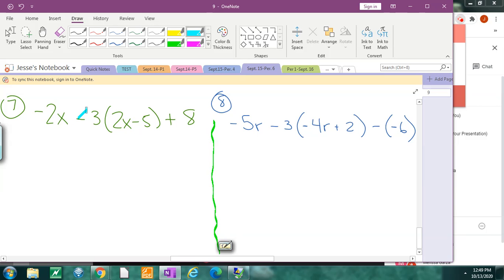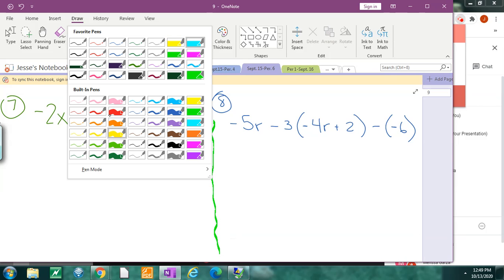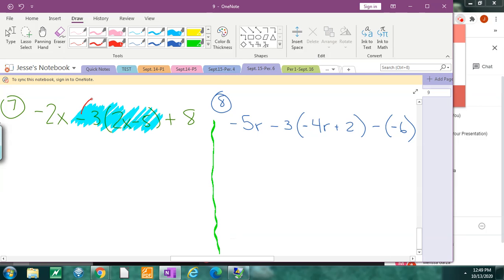Negative 3 times 2x and negative 5. Right. So you're gonna do the arrows, right? Very good. You were hesitating. So here we go. So negative times positive is negative, and then 3 times 2x is 6x. The next one, negative times a negative is a positive, and then 3 times 5 is 15.